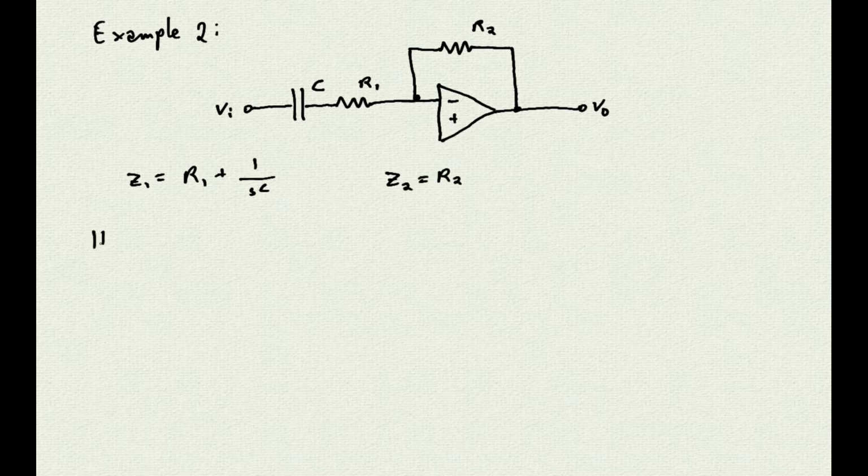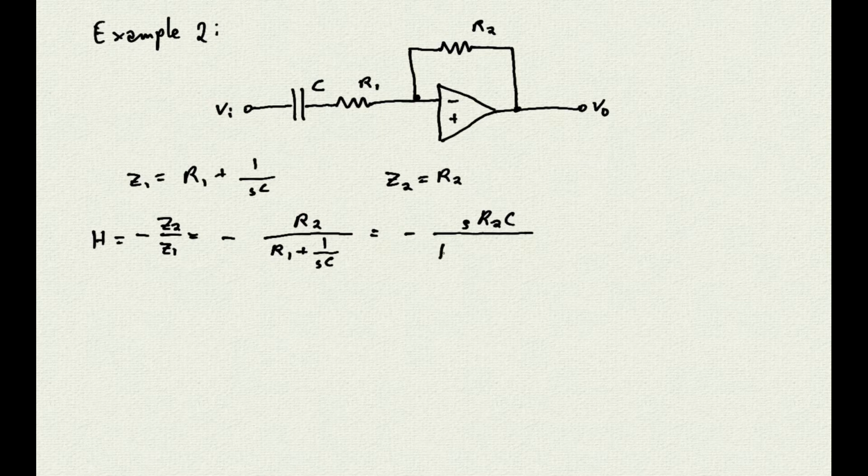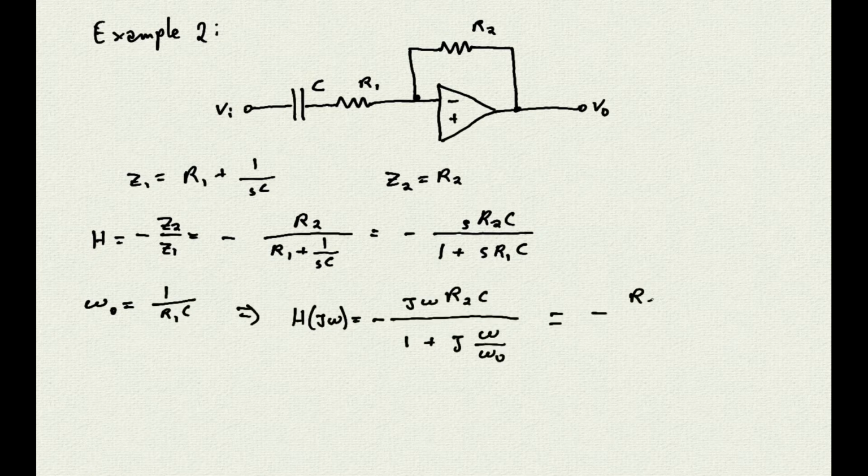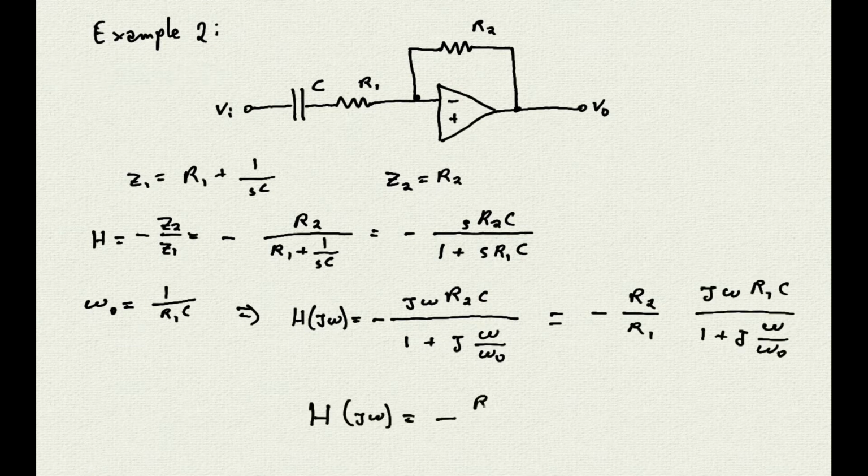The transfer function H of the circuit is again the negative ratio of Z2 and Z1, and we can write this expression. Now we need to modify this expression to make it look like the ratio of two polynomials. Here we can define omega 0 as 1 over R1C, and so we can write the transfer function in steady state in this way, which can be written as the negative ratio of R2 over R1 multiplied by this expression.